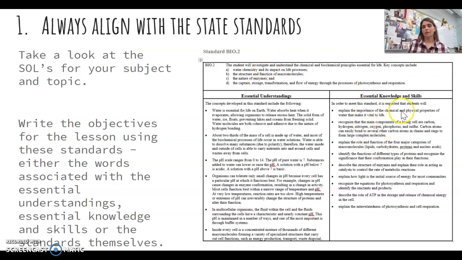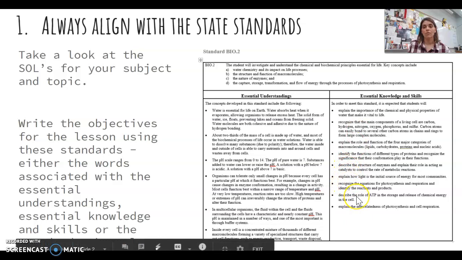If you look over here on the right, the essential knowledge and skills are written in a way to indicate what level of Bloom's you need your kids to know this information at. And of course, like we did last week, you would look at the verbs that you see here. So explain, recognize, explain, identify, describe, explain, and so on and so forth.